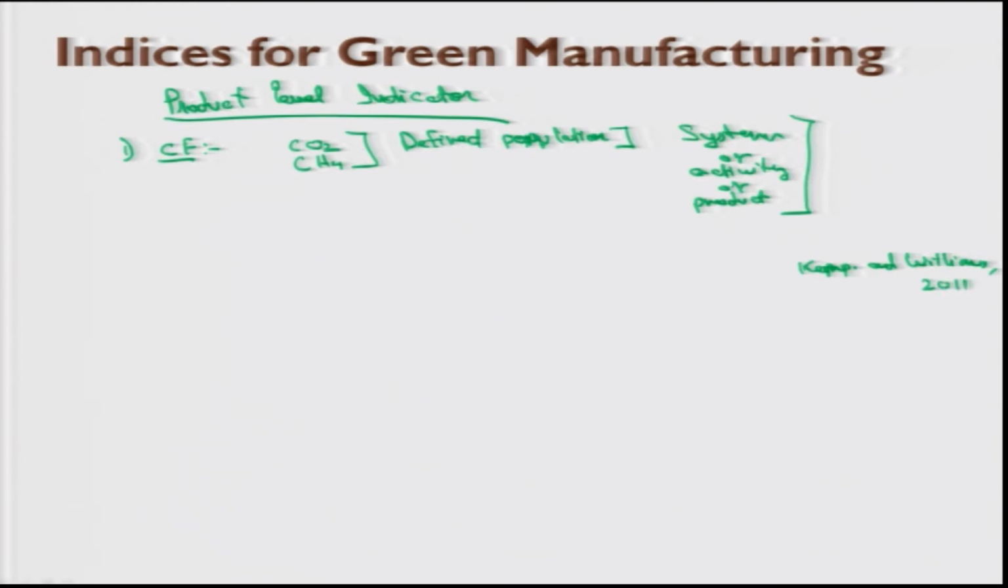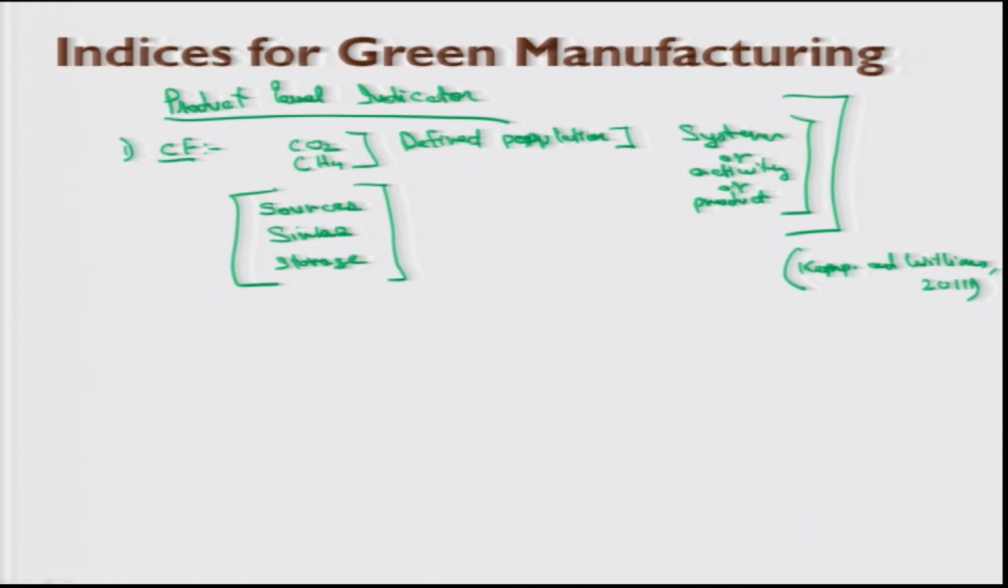This was given by Kemp and Williams in 2011. Now, this indicator involved all the relevant sources, sinks and storage. The carbon footprint at all these levels is actually within our spatial constraints, defined population, and also my temporal constraint here.